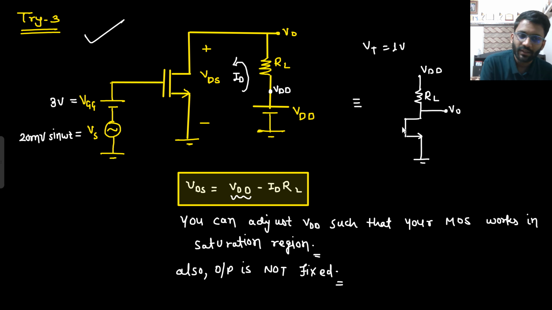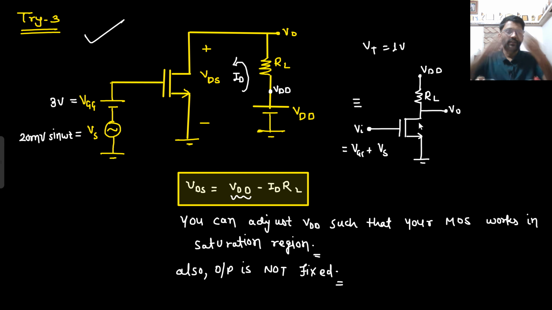The source is grounded, and here this is the input. This input we can call Vi. Vi is equal to VGG plus Vs. So generally you will get this kind of configuration, not a big structure. They will just show something like this: VDD, RL, V0. At Vi you are having VGG plus Vs. That's it. This is how they will make it in the examination or in the question paper.